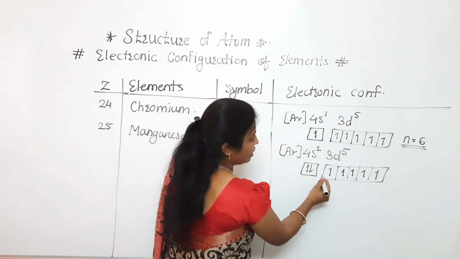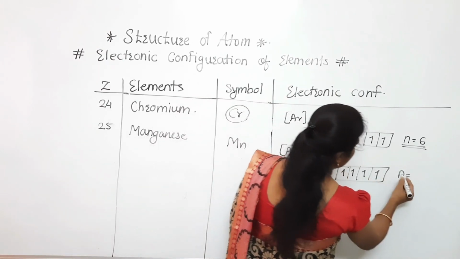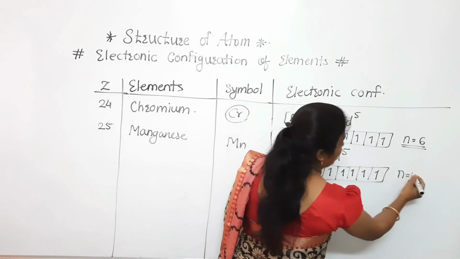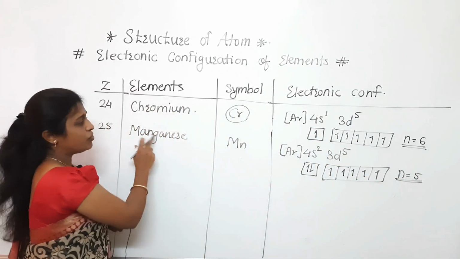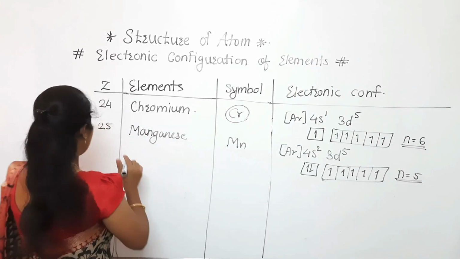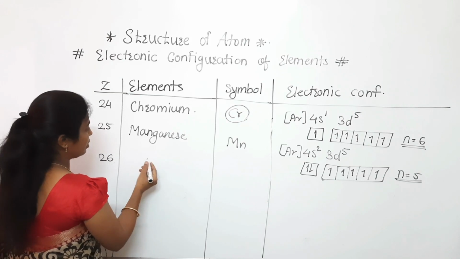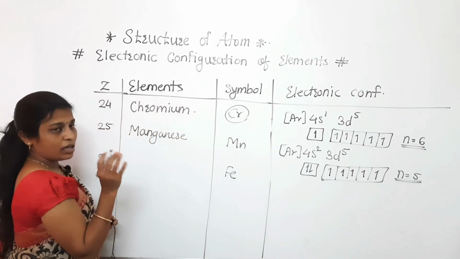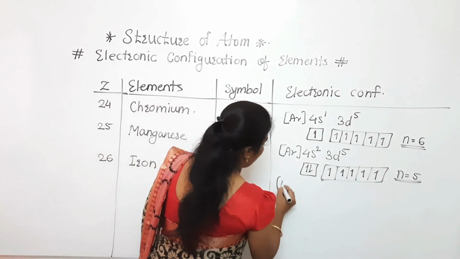Now see, if we observe the number of unpaired electrons, here it is paired, so 1, 2, 3, 4, 5. There are 5 unpaired electrons in the case of manganese. Are you getting my point? Now see, 26. In the case of 26, the atomic number is 26. Whose is that? It is Fe. Fe means iron.